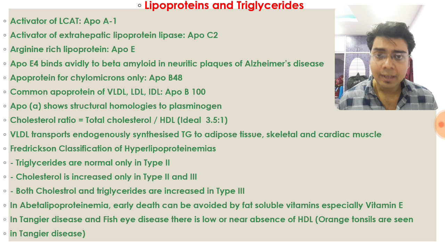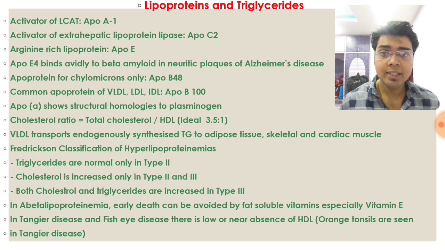Now if lipoprotein lipase is getting inhibited, it should also be getting activated by someone. So who does it? ApoC2 activates this lipoprotein lipase. Now if someone like ApoC2 is activating something, they should also inhibit something. So ApoC2 and C3 inhibit CETP.